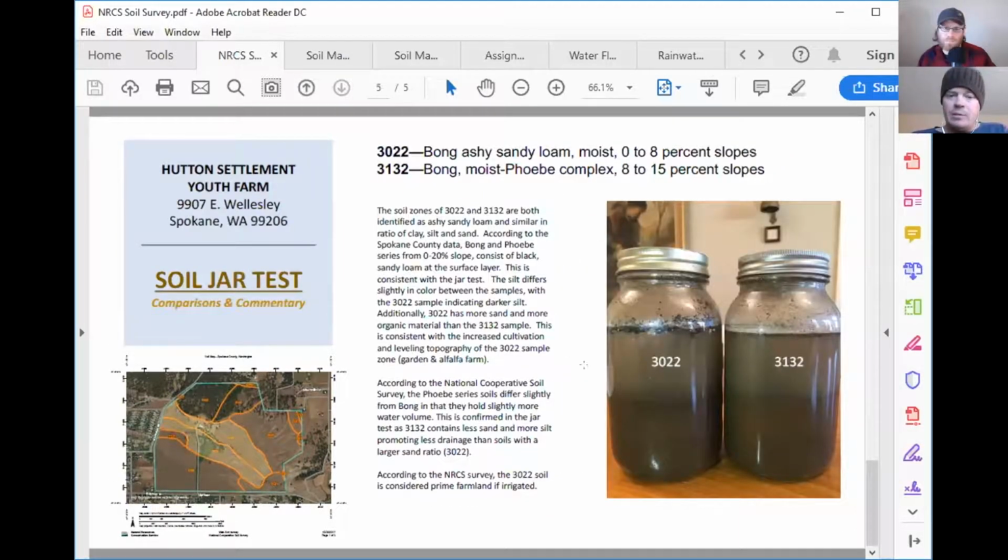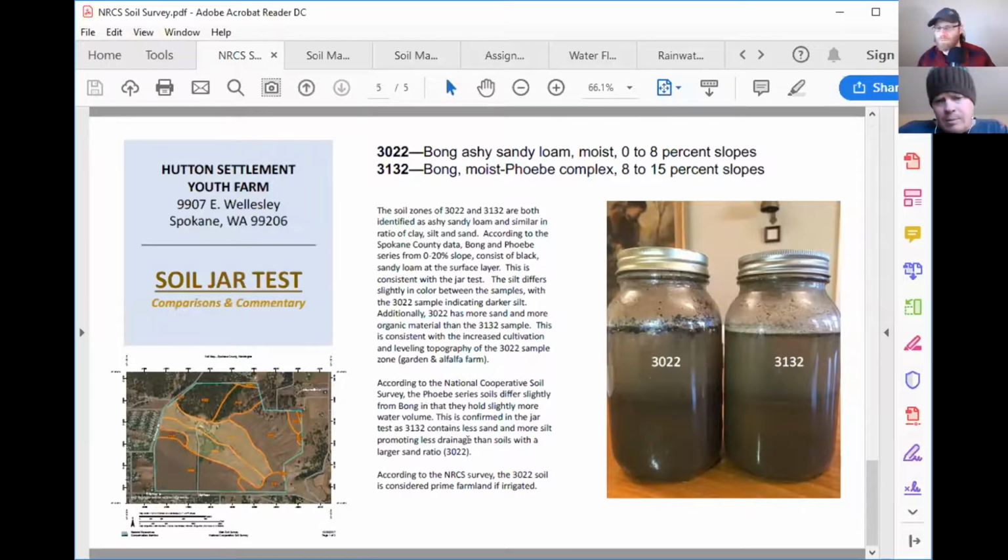And then he compares it with his soil jar test and makes some comments about things that he has observed about his soil and some reflections that he has on his soil from the soil survey integrated with the soil jar test and the compost resources. So for example, he says how they differ, and then it's confirmed in the jar test that one has slightly less sand and more silt, right? So the Phoebe series soil should hold slightly more water volume.